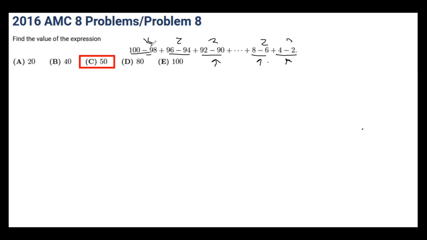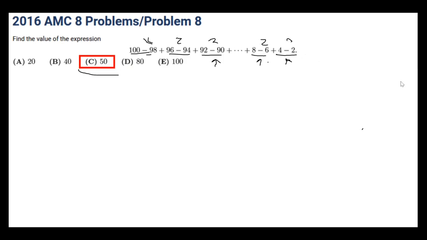And since you have 50 numbers, but each of them are paired, that means you only have 25 pairings, each of which adds up to 2. So then it's just 25 times 2 equals 50.